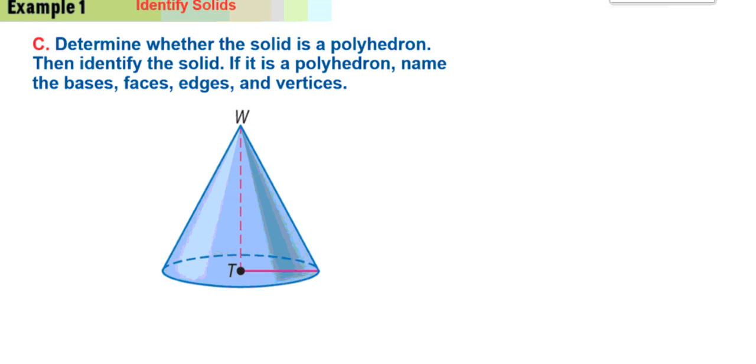Head nod for this. Is this a polyhedron? It is not. It is not a polyhedron, but it still has a name. What's its name? Cone. And so we'll write no and cone.